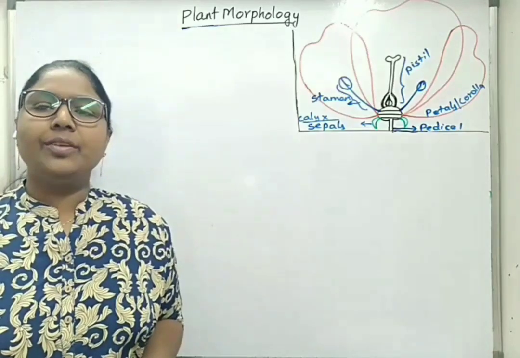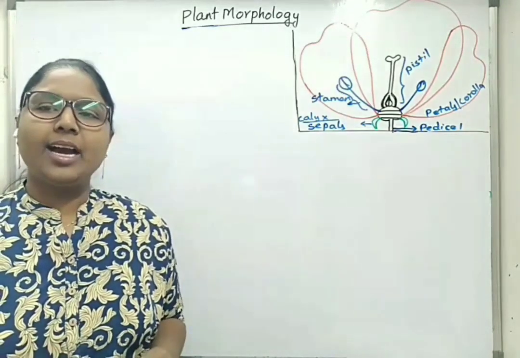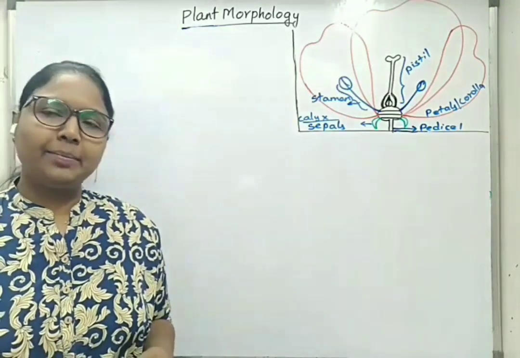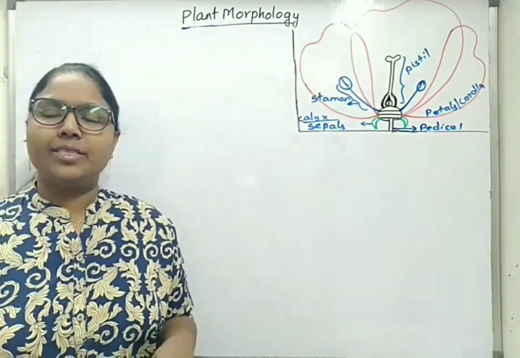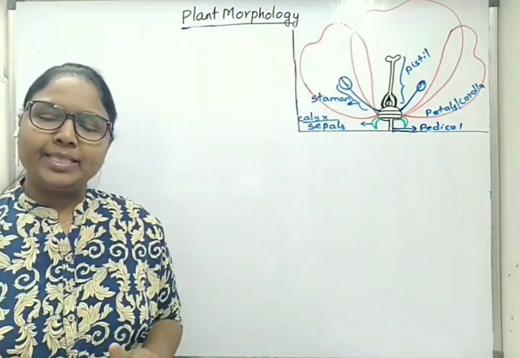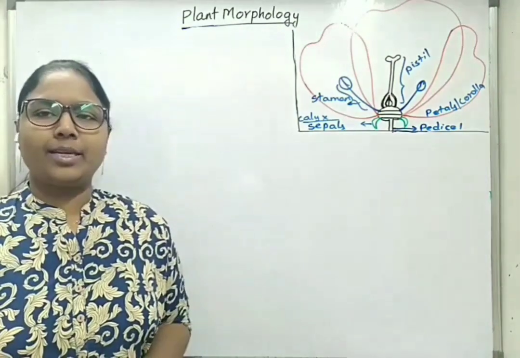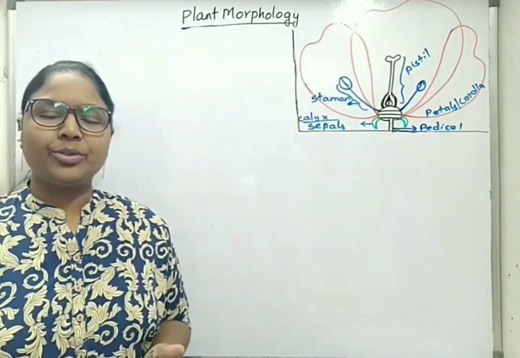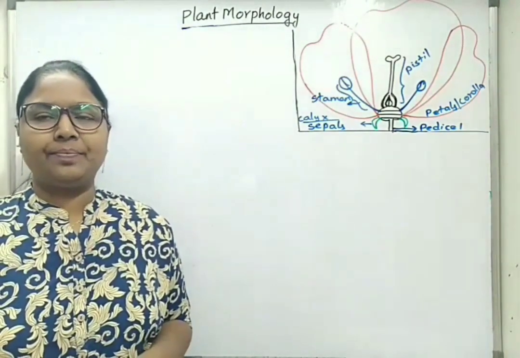Hello students, now we will learn about different terms like hypogynous, epigynous and perigynous types of flowers. These flowers are termed basing on arrangement of floral parts like petals, sepals, androecium, gynoecium on the thalamus.